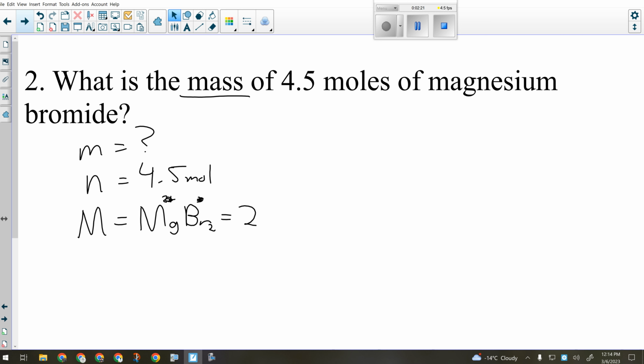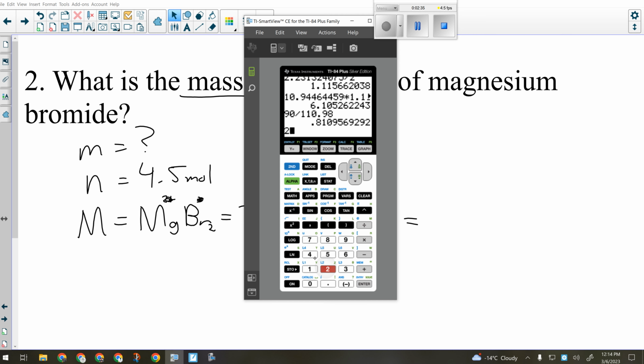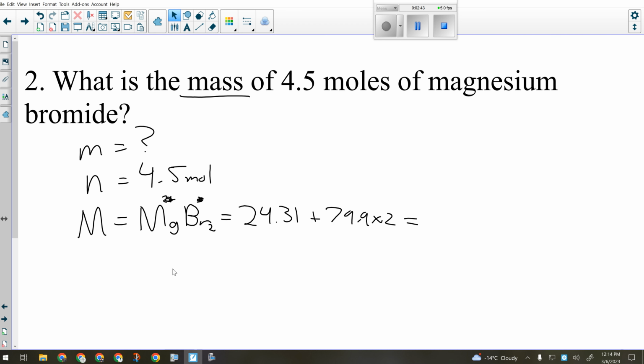Then I would have to calculate the molar mass: 24.31 for our magnesium, plus 79.9, times 2. So we've got a molar mass there of 184.11 grams per mole, so that's the mass of 6.02 times 10 to the 23 molecules of magnesium bromide, or one mole. Now I've got N and I've got big M.